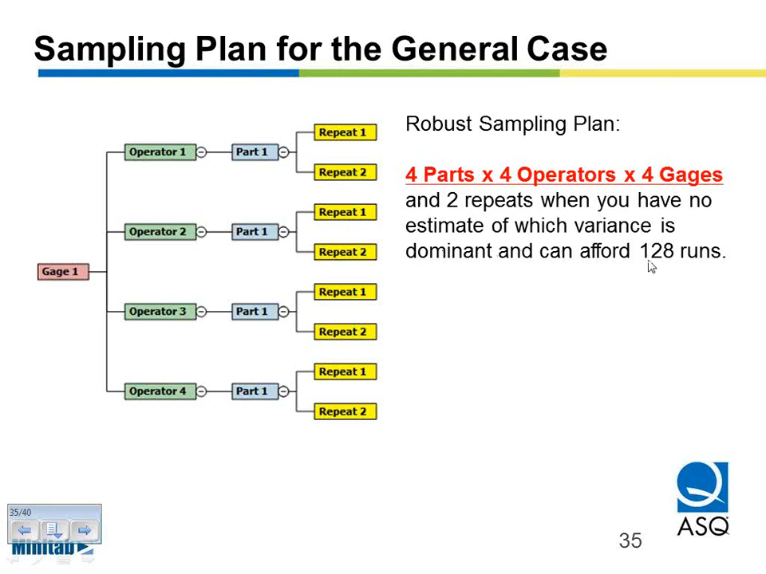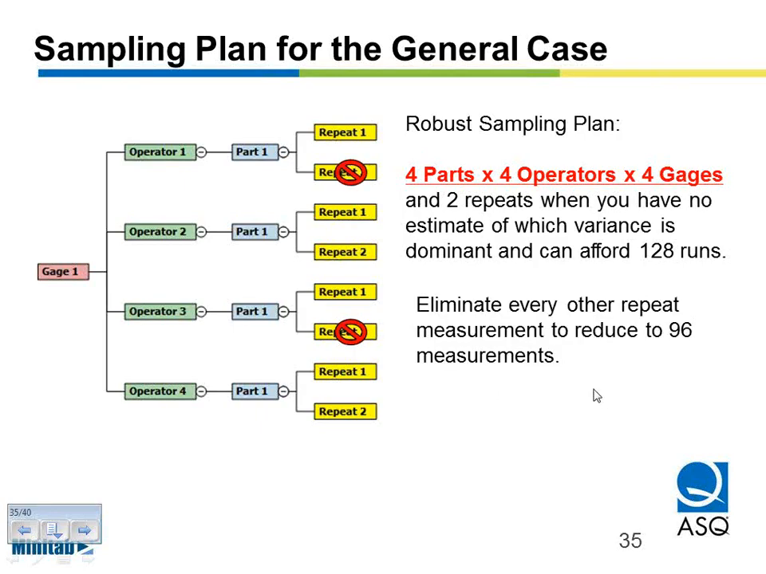For those of you who can afford 128 runs, that's the robust plan we recommend. Now, if you can't afford 128 runs, if you'll go ahead and eliminate every other repeat, what you'll learn then is that you'll learn the exact same amount of information about your operator variation and your gauge variation, but you'll still have 32 degrees of freedom to estimate your repeatability, and that will be plenty.